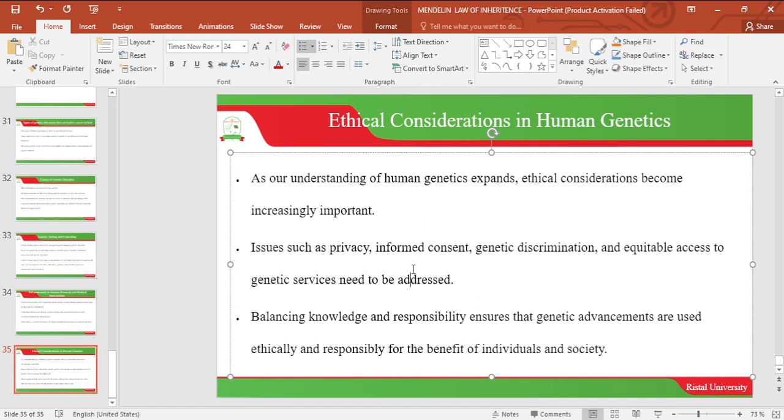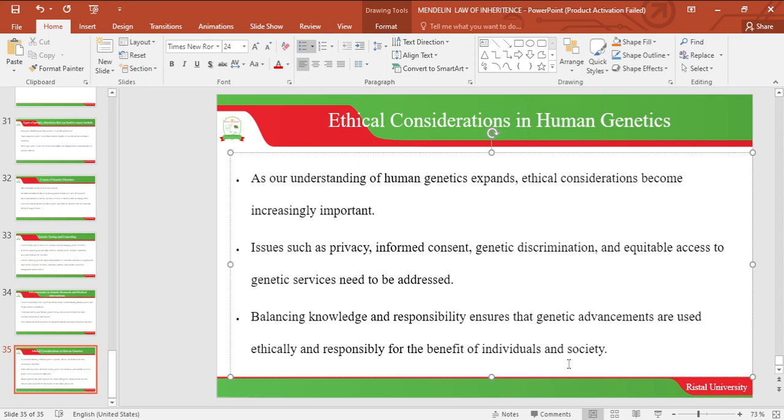Let's look at ethical considerations in human genetics. As our understanding of human genetics expands, ethical considerations become increasingly important. Issues such as privacy, informed consent, genetic discrimination, and equitable access to genetic services need to be addressed. Therefore, balancing knowledge and responsibility ensures that genetic advancements are used ethically and responsibly for the benefit of individuals and society.